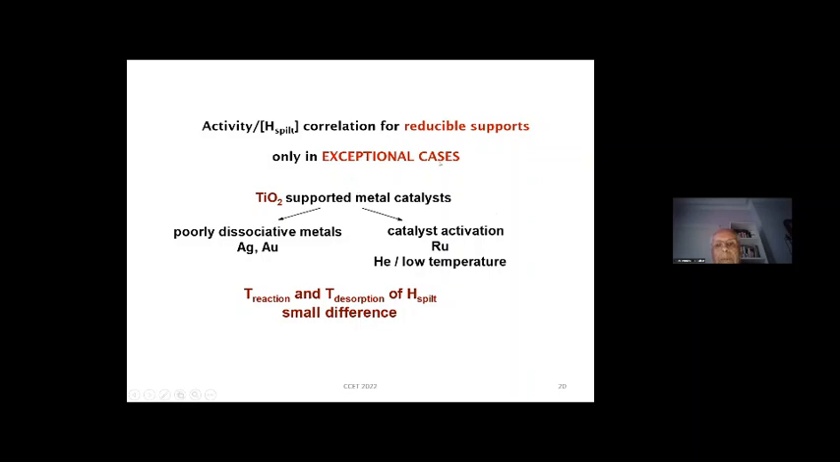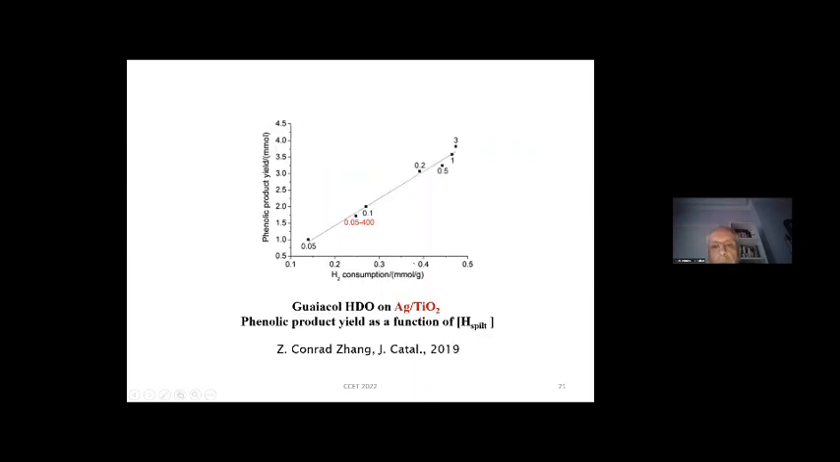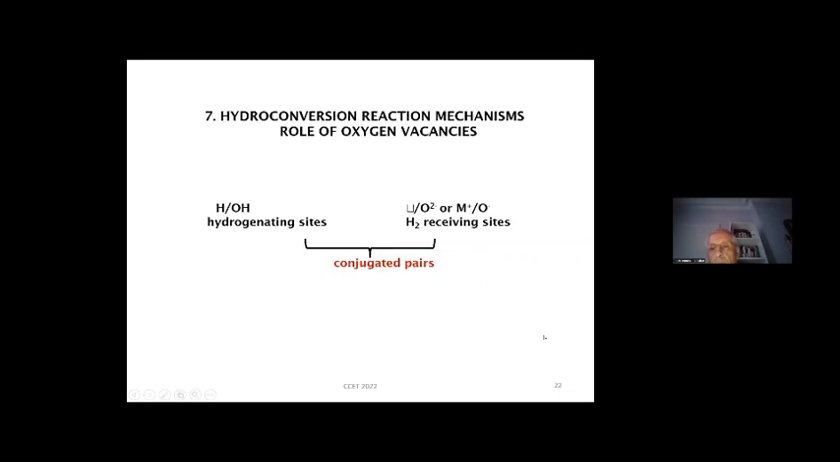However, there exist exceptional cases where this correlation exists for reducible oxide. These exceptional cases are TiO2 supported metal catalysts, where the metals are poorly dissociative ones, namely silver and gold, and also cases where the catalyst activation is conducted in inert atmosphere and low temperature. In these cases, the correlation is due to the fact that the temperature of the reaction and the temperature of desorption of the edge spillover are similar. Here is an illustration of this correlation, in the case of guaiacol hydrodeoxygenation on silver supported on TiO2: the yield in phenolic products is proportional to the hydrogen consumed by the support during the activation process.